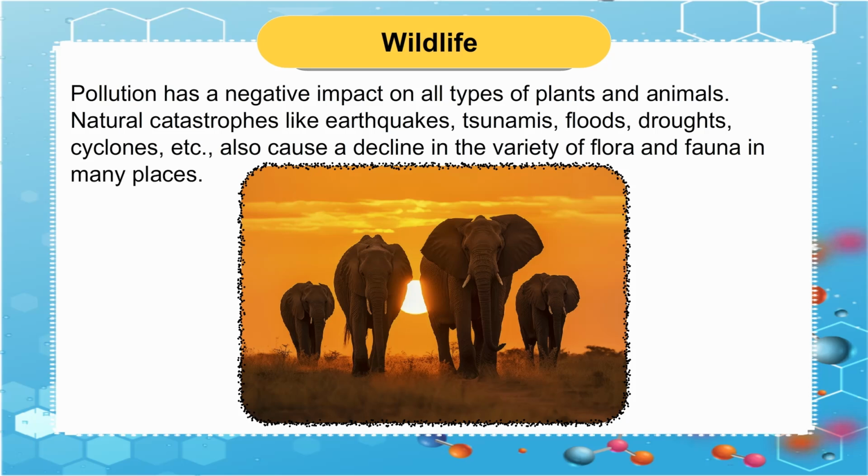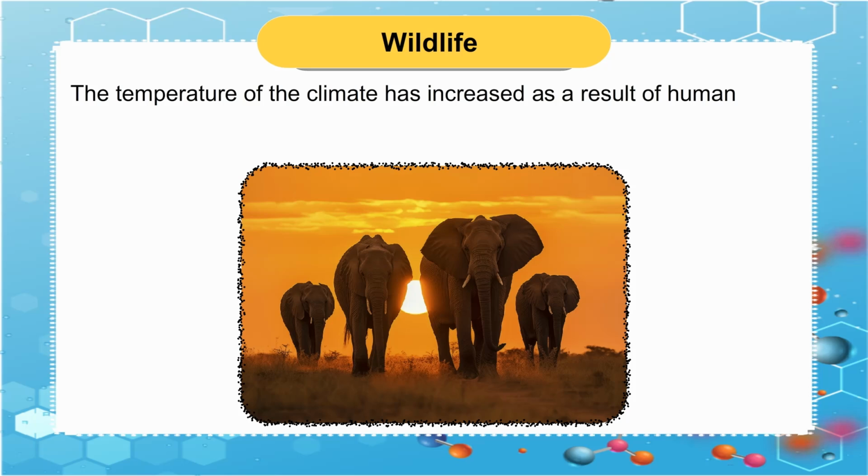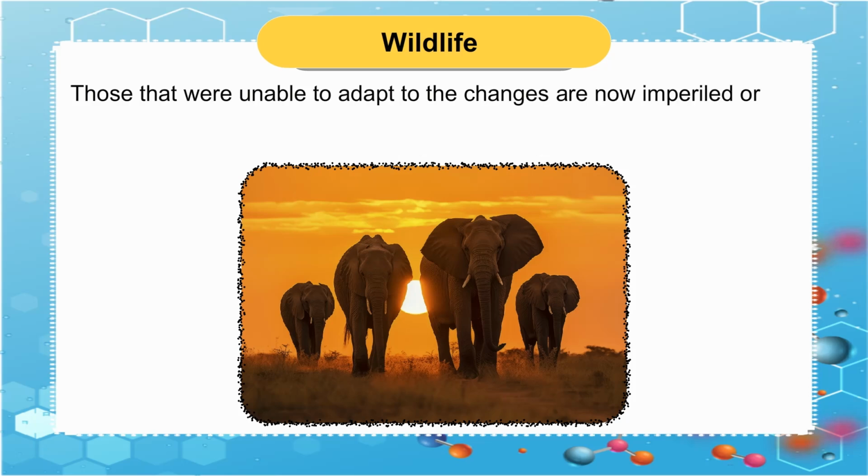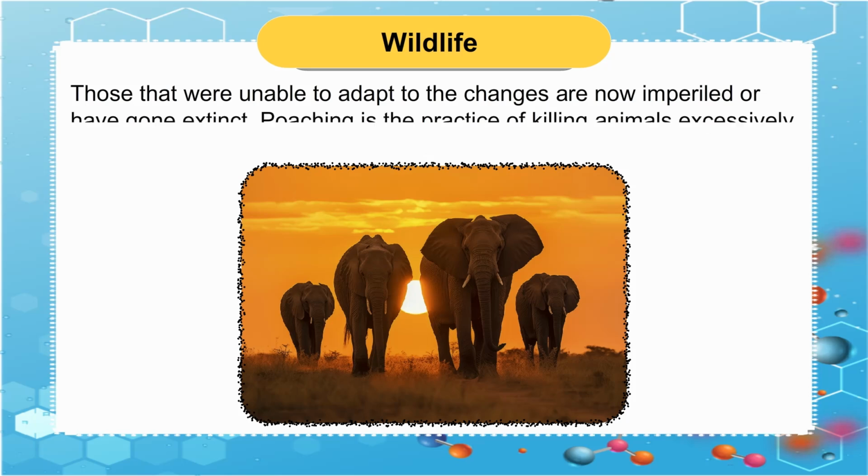in many places. The temperature of the climate has increased as a result of human activity and certain natural phenomena. This phenomenon, known as global warming, has impacted numerous species. Those that were unable to adapt to the changes are now imperiled or have gone extinct.